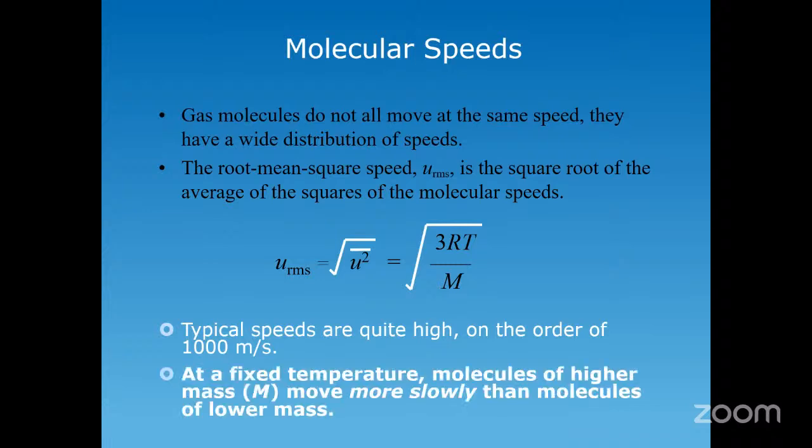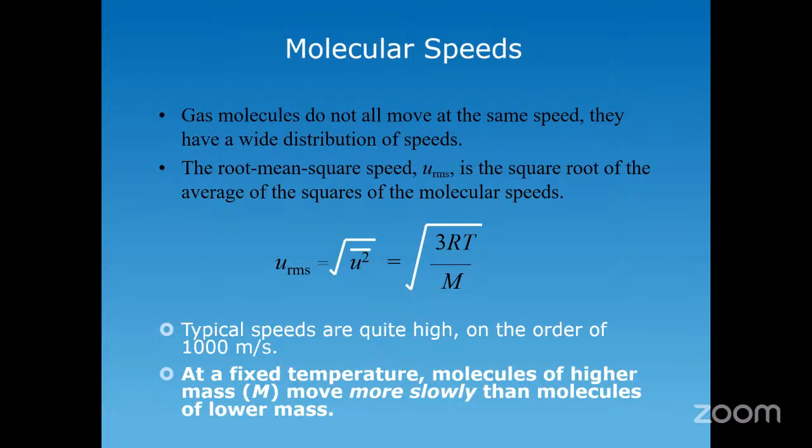But also I want to point out the relationship between the root mean squared speeds and the molar mass. If the temperature is constant, then there's an inverse square root relationship between the molar mass and the root mean squared speed. So what does that mean? That means that the heavier the molecule, the slower it will be in speed at the same temperature.